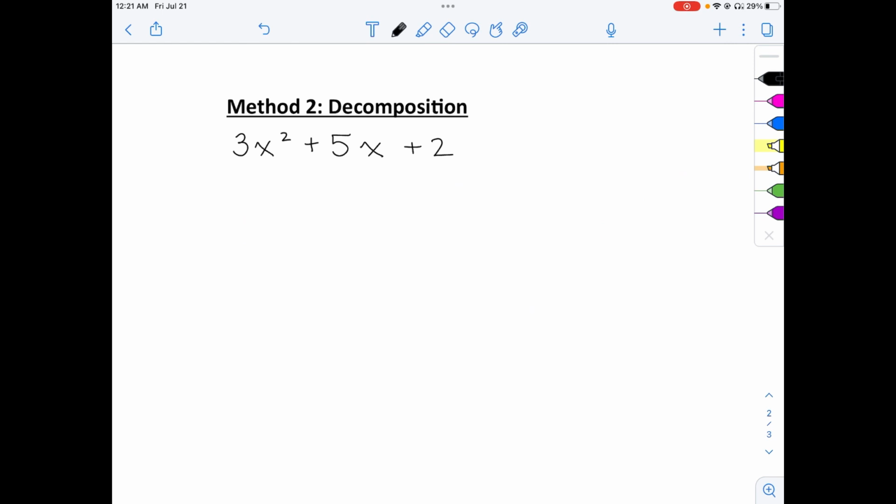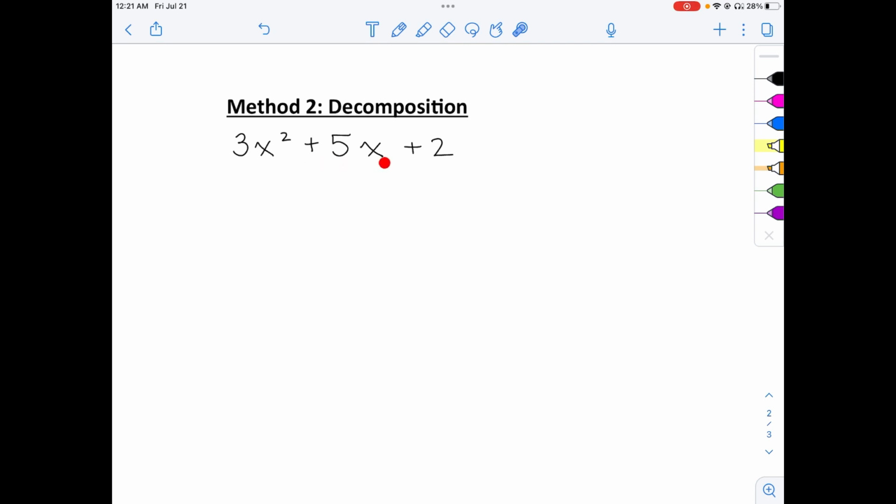All right, so we are going to take a look at the same example, 3x squared plus 5x plus 2, but using our second method, decomposition. Now, this method is called decomposition because we are going to decompose or break apart the middle term, the bx term. And we want to see how we can rewrite that middle term.